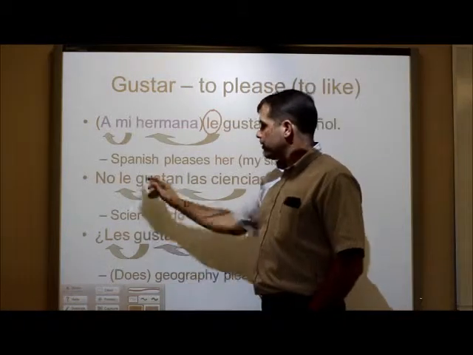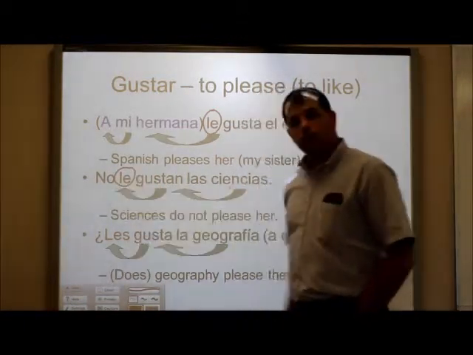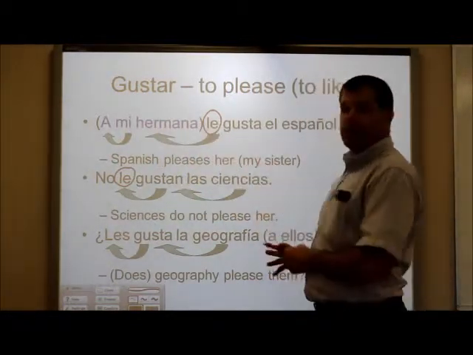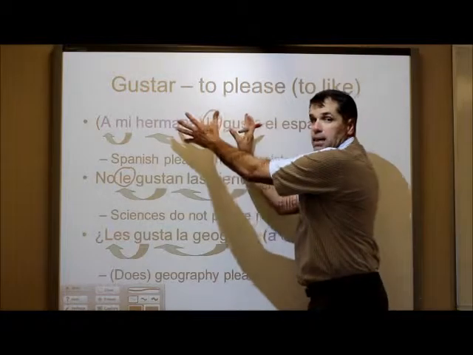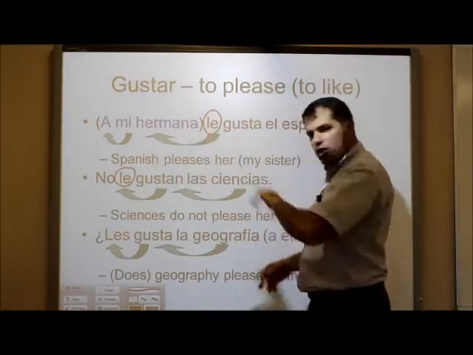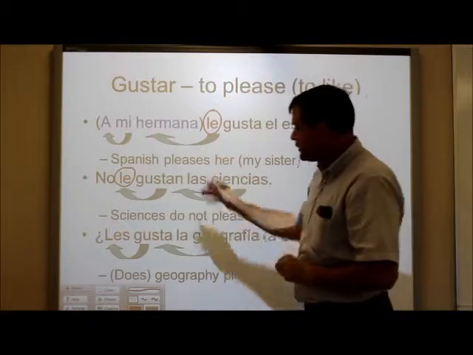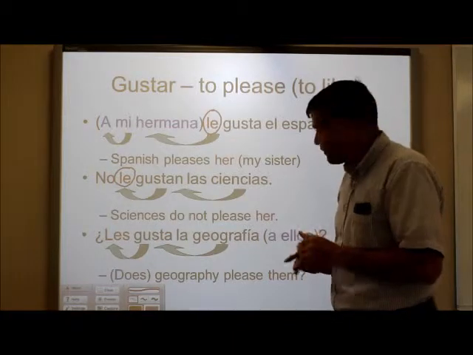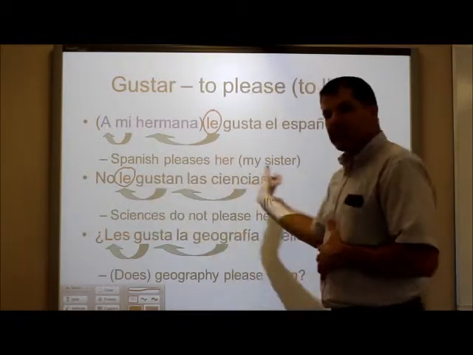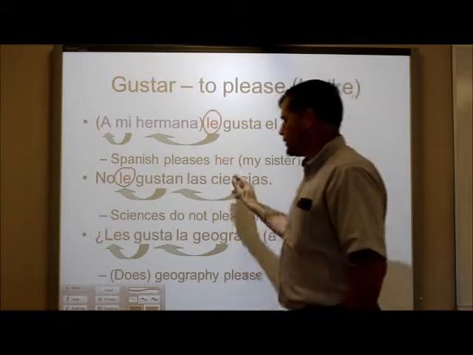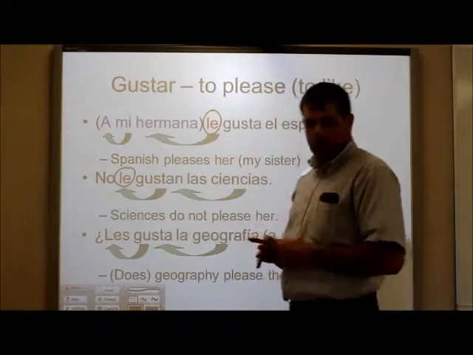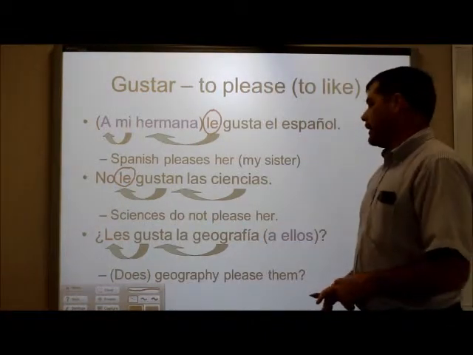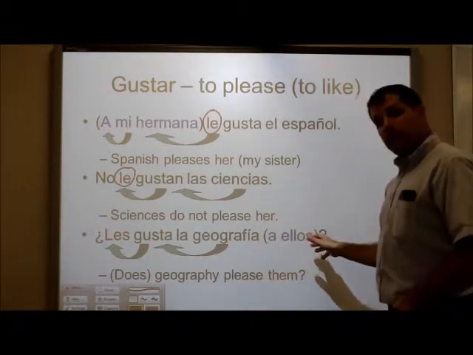Now here's a good example of why I would not need to clarify that le. Because I've already said a mi hermana le gusta el español, we already know we're talking about my sister. So now I can just say no le gustan las ciencias. And I don't need to say a mi hermana again. We already know we're talking about my sister. See? No le gustan las ciencias. She doesn't like sciences, and I don't need to clarify that le any further. ¿Está bien? Okay.